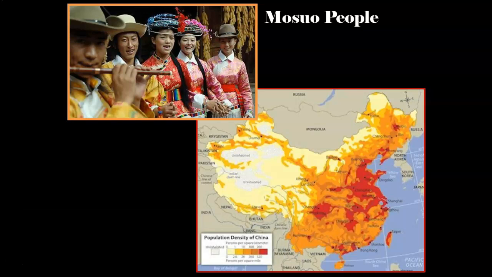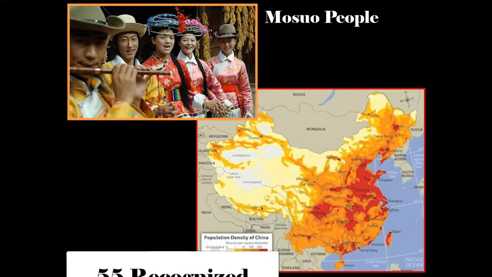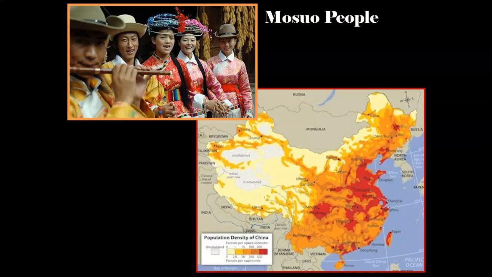People like the Moso or the Zhuang are part of the 55 ethnic minority groups that the Chinese government officially recognizes. There are 55 ethnic minorities that the Chinese government has said they're allowed to keep their culture, they're allowed to keep their practices, even if they go against some of the other customs or even some of the laws that the Han people practice in China.